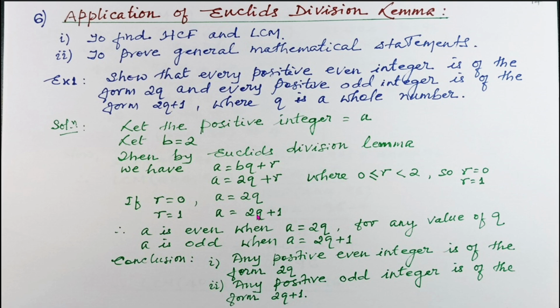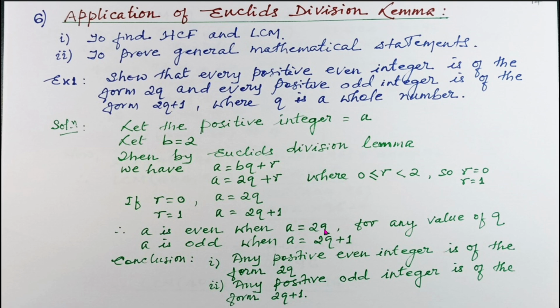And r is equal to 1, so a is equal to 2q plus 1. Therefore, a is even when a is equal to 2q. Please understand, a is even when a is equal to 2q because it is the product of 2 and any whole number, and for any value of q, a is odd when a is equal to 2q plus 1. You can put any value to q here.